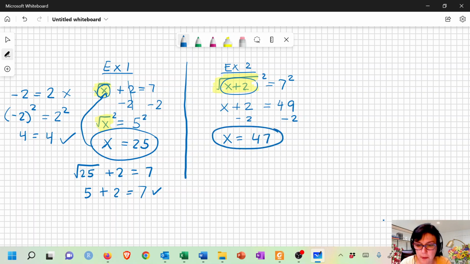So I think that maybe that's the correct answer, but I still want to do a check. So I'm going to take that 47, okay? And I'm going to plug it in for x, in place of x. I'm going to put it there. So I get 47 plus 2, and that is the square root of 49. And the square root of 49 is 7. So that means that I am done. So I just did the check and it's correct.